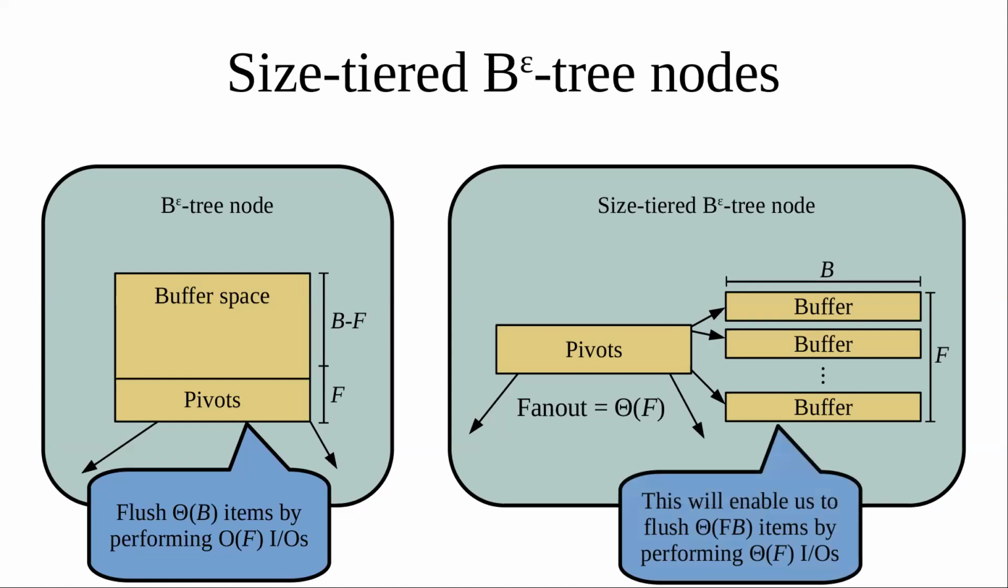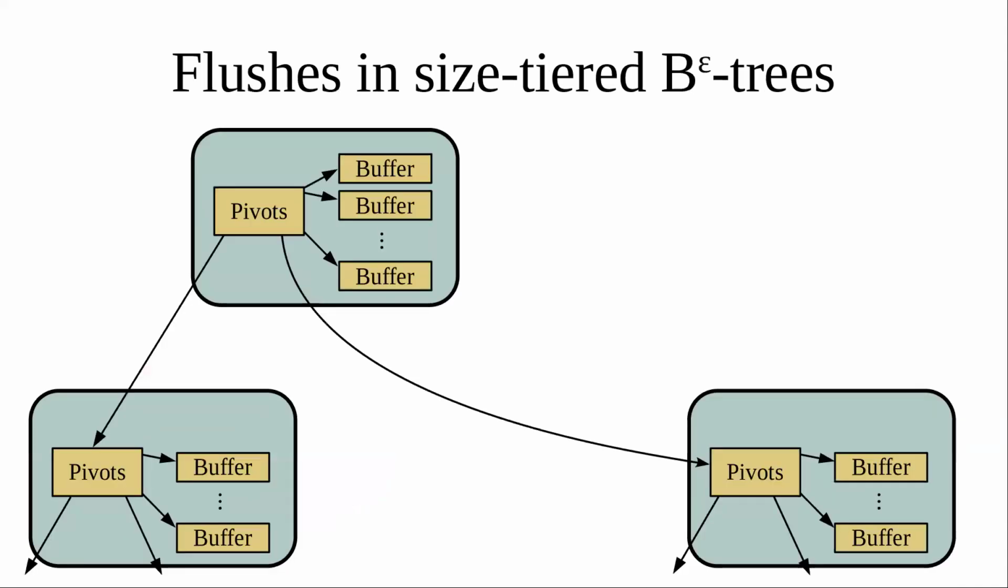And the goal, as I'll show you in a minute, is this is going to let us flush FB items using FI. Okay, so how is flushing going to work? Now, these buffers have no sorting relationship with each other. Within the buffer, your items could be sorted, but between buffers, there's no sorting relationship.